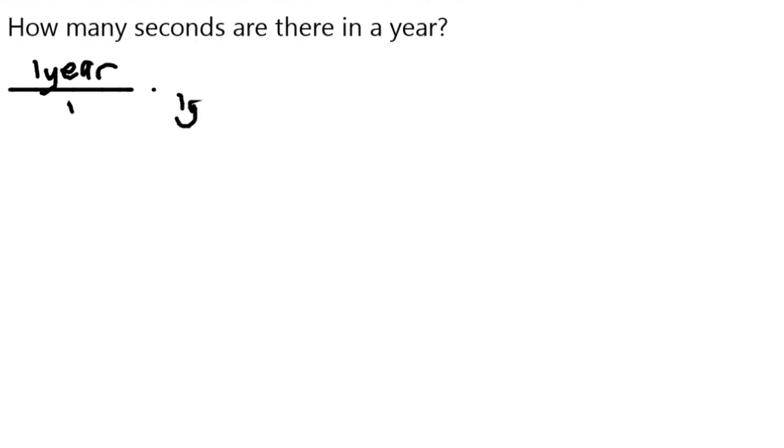So first of all, what we're going to do is put 1 year as our given, and then we're going to think about how many days there are in a year. There are approximately 365 days in a year. So therefore, we're going to set it up in a way that the year cancels.